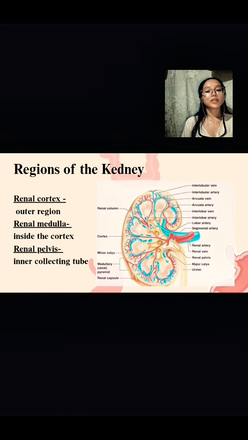Regions of the kidney. First is the renal cortex, the outer layer, and the renal medulla. The renal medulla is the inner part just below the outer layer. And the last is the renal pelvis, the center part that collects urine and sends it to the tube.